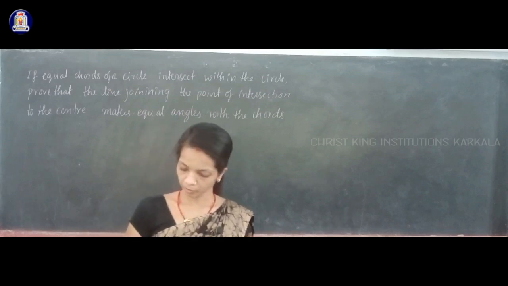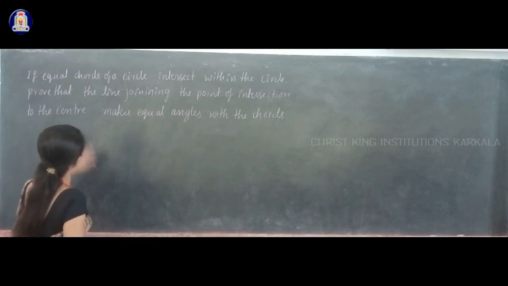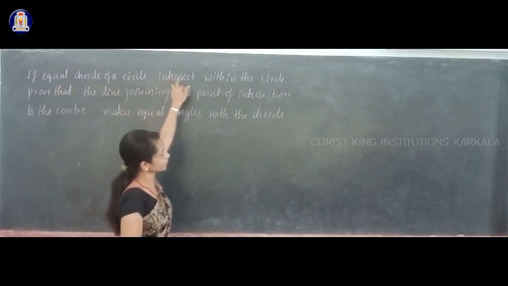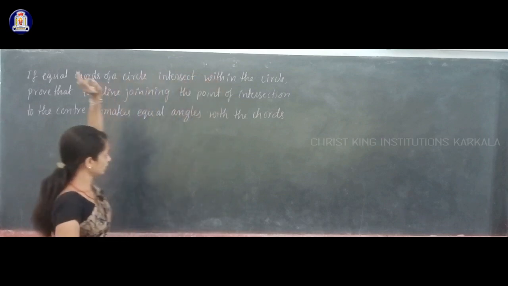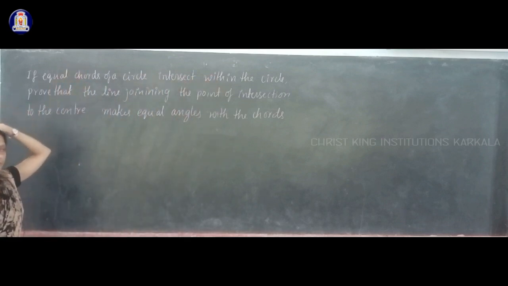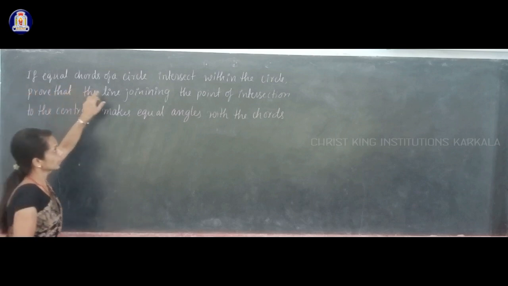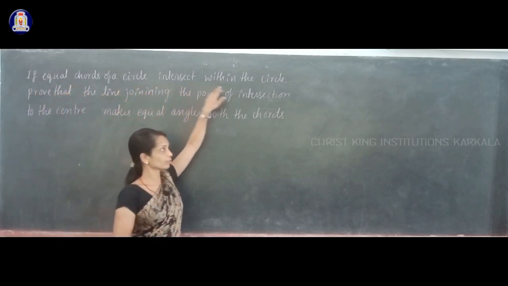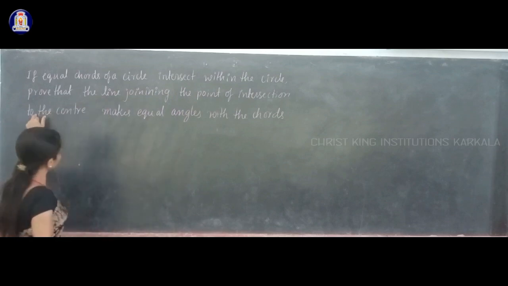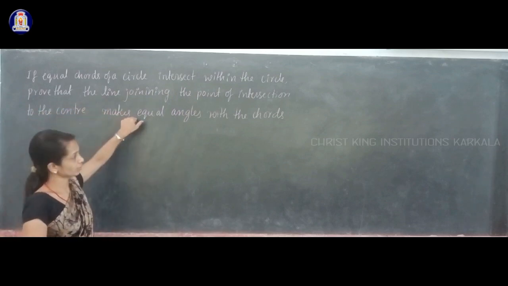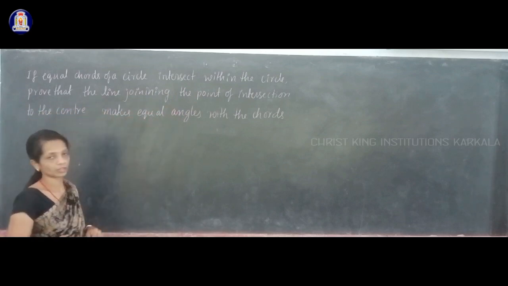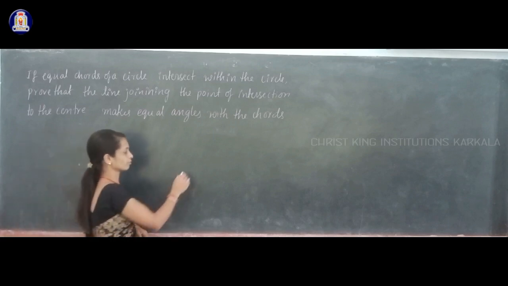Thank you. Next problem: if equal chords of a circle intersect within the circle, then you have to prove that the line joining the point of intersection to the center makes equal angles with the chords. Okay, I'll draw a rough figure.